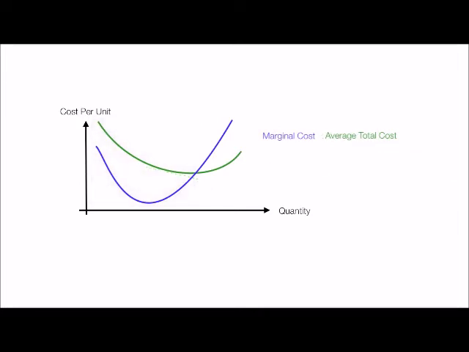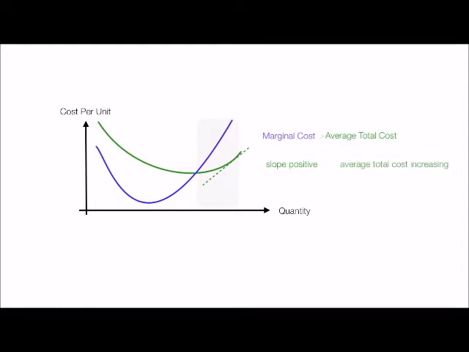At the point where marginal cost is equal to average total cost, the slope is zero, just a flat line like that, and average total cost is constant. Now in this last gray area, marginal cost is greater than average total cost. The blue line is above the green line. The slope is positive, and average total cost is increasing.